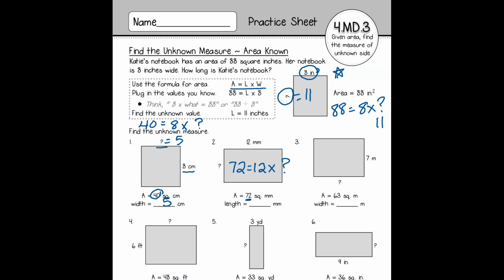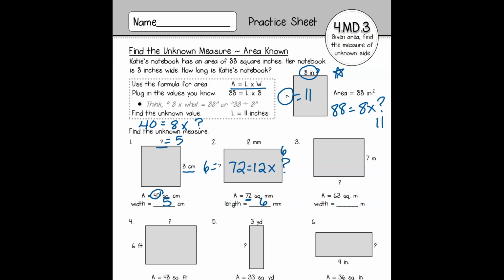Okay, you can find a multiplication chart in your planner. It's towards the back, and it goes up to 12. So if you follow your 12s down, find 72, and then follow it across to see what times 12 equals 72. Okay. And I know that 12 times 6 equals 72. So my unknown side has to be 6. So I'm going to write it down here, 6 millimeters.